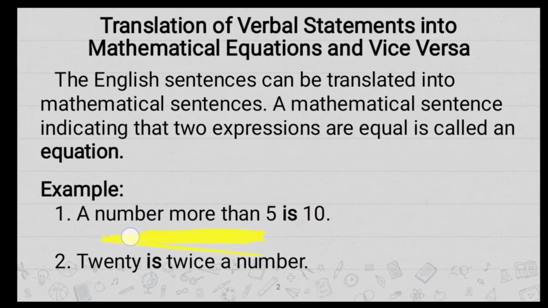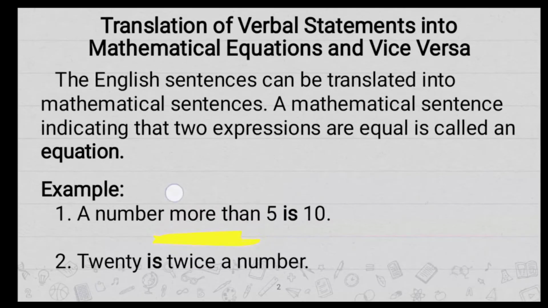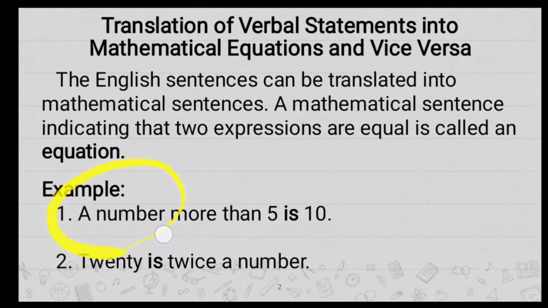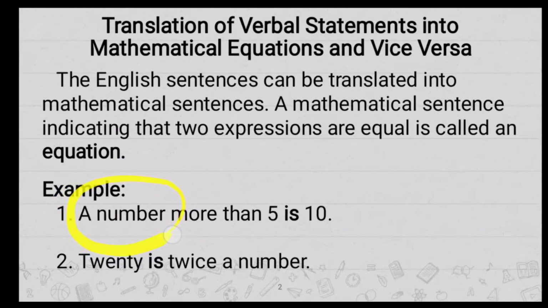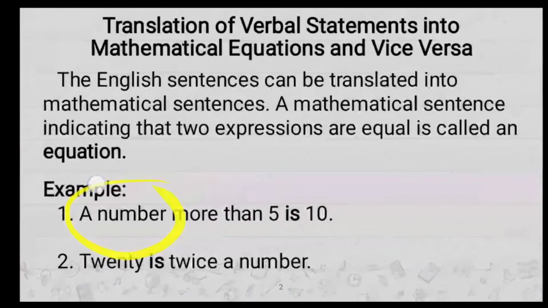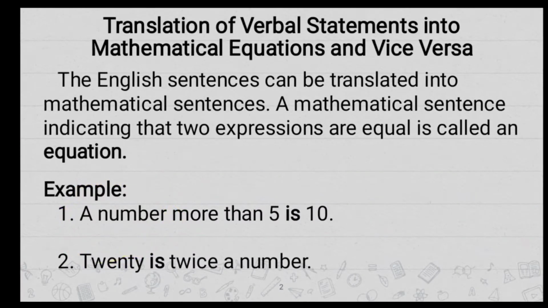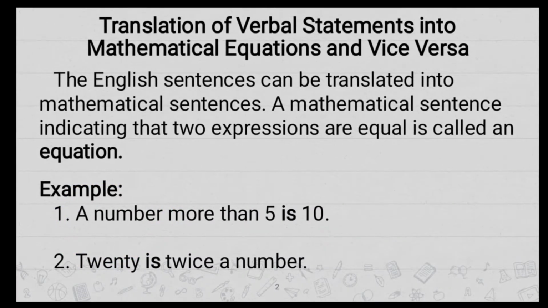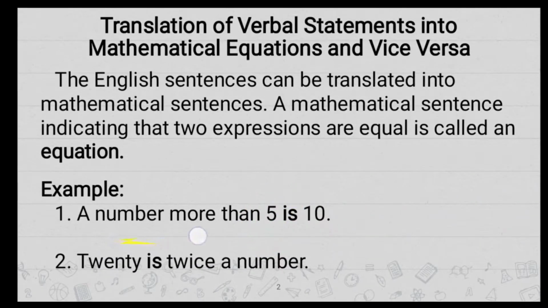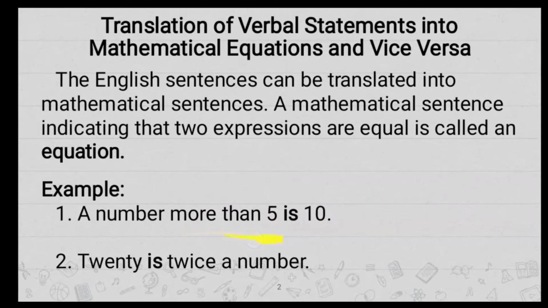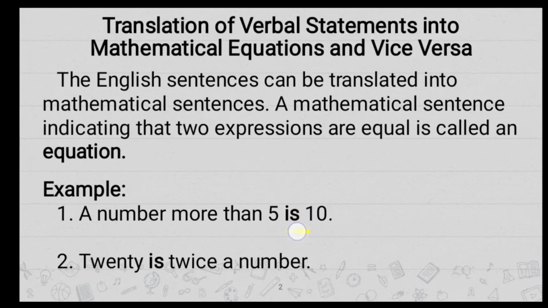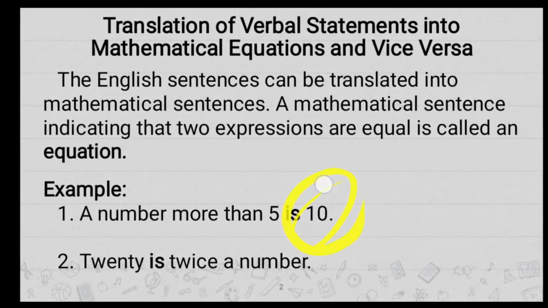A number more than 5. A number that is missing or unknown, we will use a variable to represent. Then "more than" means the placement of this given value should be interchanged with this value. A number more than 5 means 5 plus x, and "is" means equal, 10.